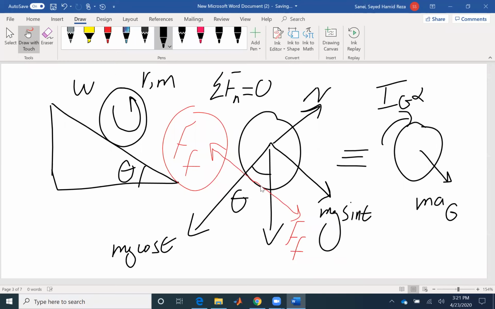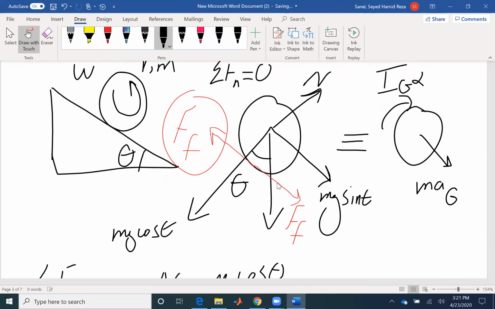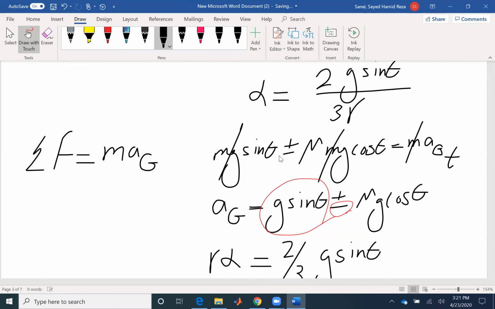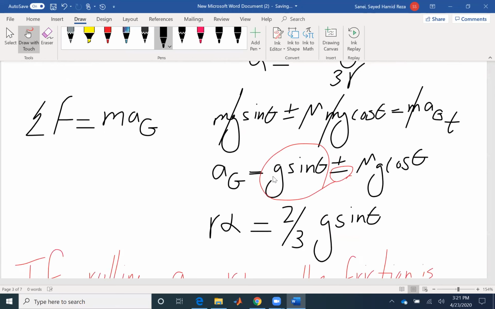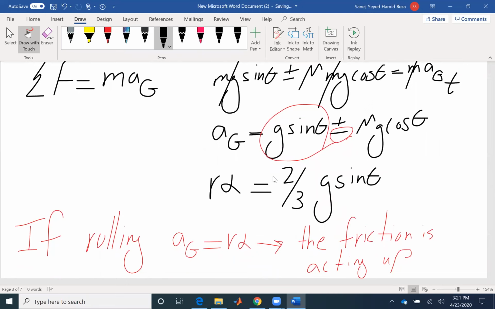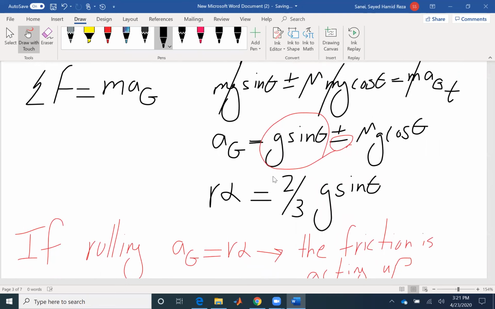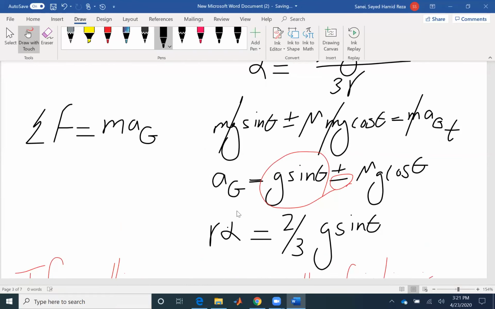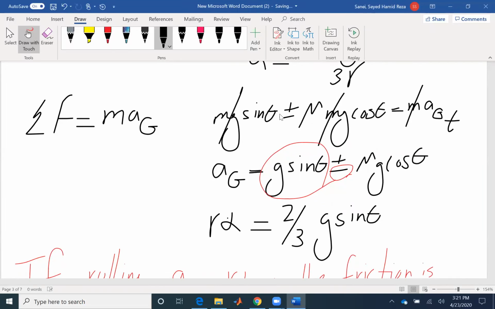And that means that we have a sliding. Then the friction force should be acting up, so it should be negative. So you can see we have a conflict here between what the mathematics tells us and what the physics of the problem is telling us. So we can't accept that possibility. If ag is bigger than r alpha, the friction force has to be negative, and we are not going to get ag bigger than r alpha with a negative sign. So the positive component of our equation would not be physically possible.